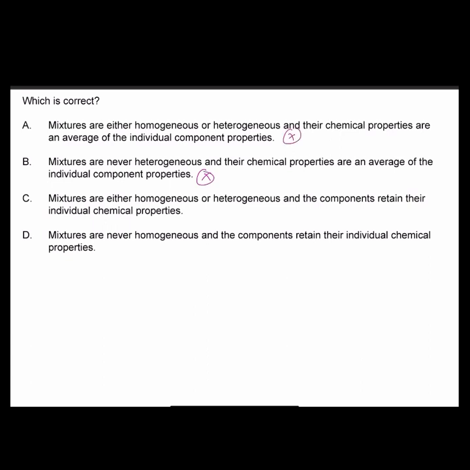Ignore this. Mixtures are either homogeneous or heterogeneous and their components retain their individual chemical properties. This is correct. Whichever mixture you have, the components will retain their individual characteristics. And the last one, mixtures are never homogeneous. This is also incorrect. Mixtures can be homogeneous or heterogeneous.